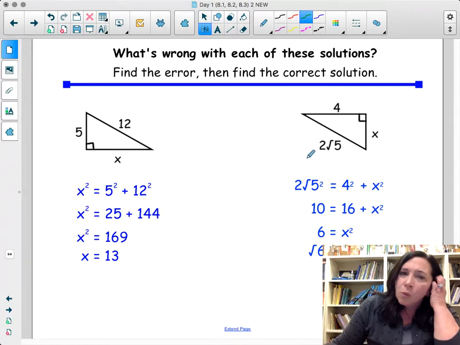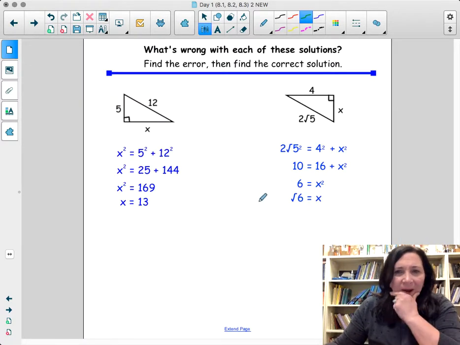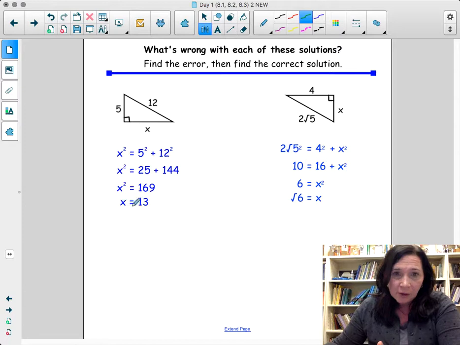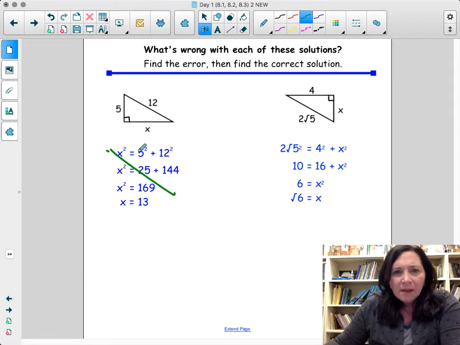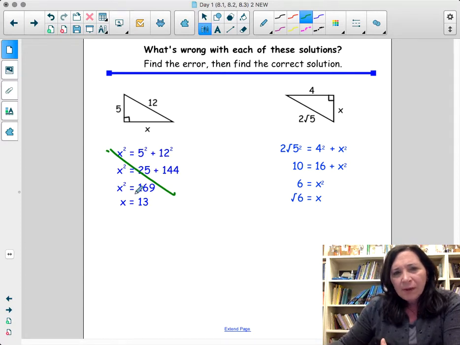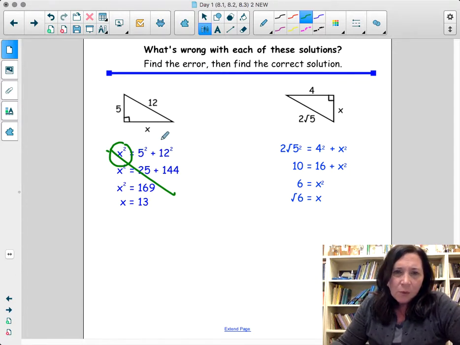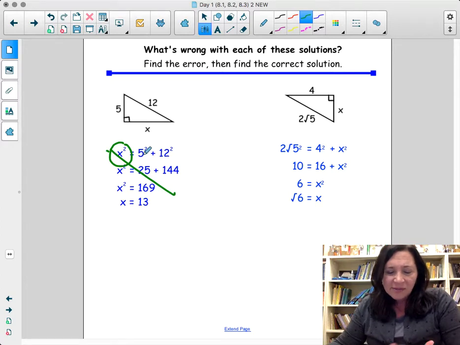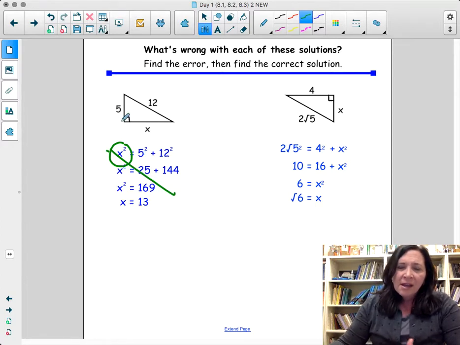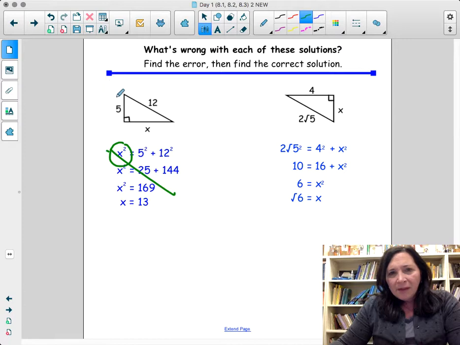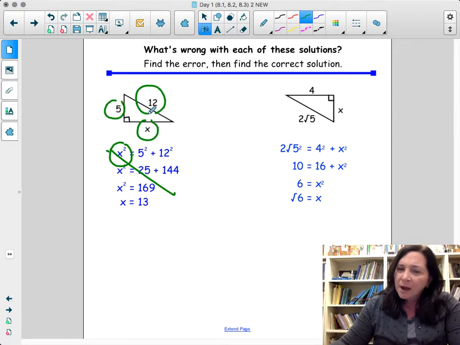Okay, so what these two problems have in common is that there's a lot of errors. These are just wrong. They're wrong because if you look at this, see how it goes x squared equals? A lot of people look at this, and because there's an x here, they think that you have to set your problem equal to x. So don't get in that habit. Try to get in the habit of going leg squared plus leg squared is equal to the hypotenuse squared.